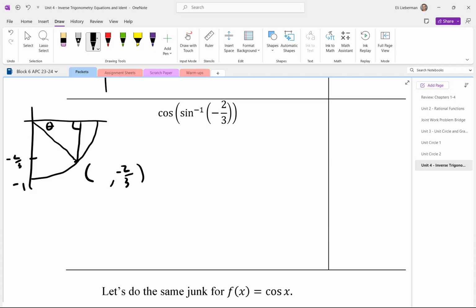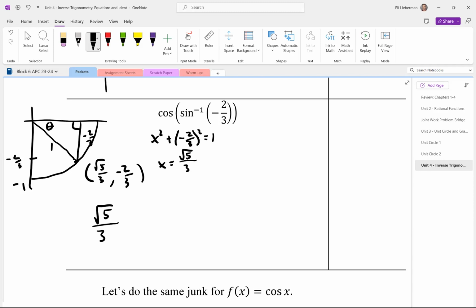Okay, so what's the x value? We know that this is -2/3. We know the hypotenuse is 1, so we're just doing x squared plus (-2/3) squared is equal to 1. So x is equal to the square root of 5 over 3. I'll leave that work to you. So we just found out that the cosine of that angle is √5/3. That's one way to do it.